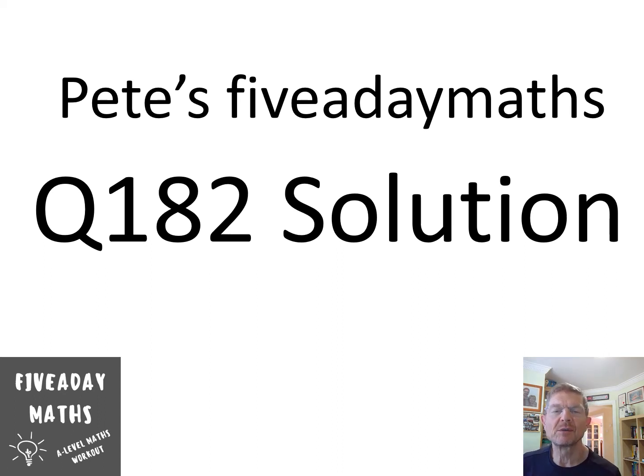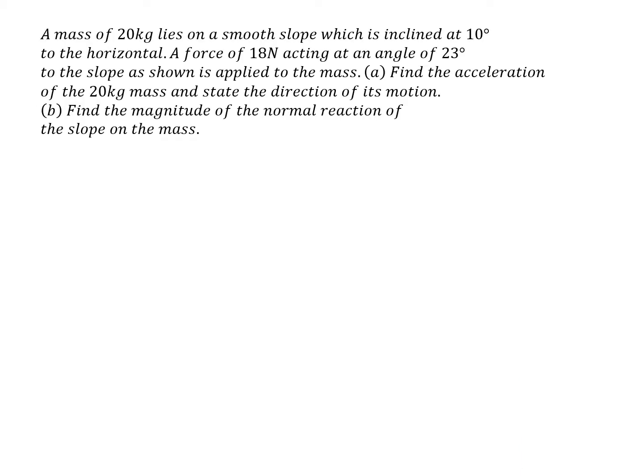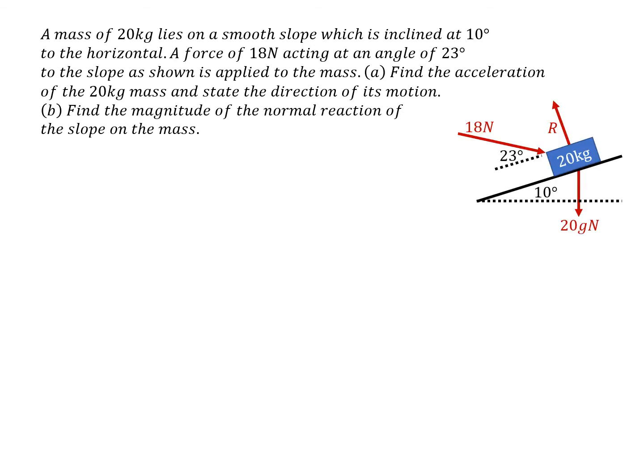So here we have a so-called inclined plane problem. No friction. So let's have a look and see what this question looks like. The question gives us part of the diagram, but I'm going to complete the diagram by adding the additional forces that we need. The normal reaction at right angles to the plane, and the force of gravity on the 20 kilo mass, which is 20g newtons.